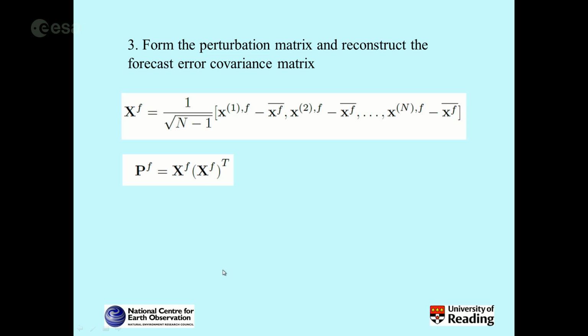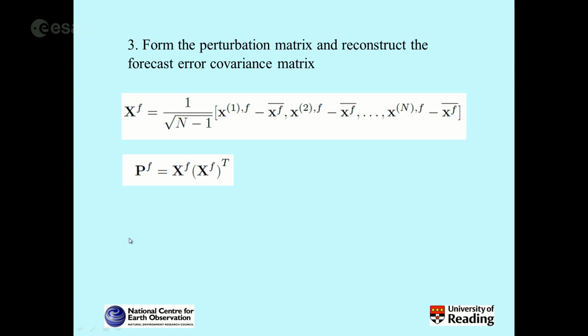Now, note in practice, why does this help? I said that PF might be, in theory, a 1 million by 1 million matrix. In practice, we're doing a lower rank approximation to it, so we may have 100 ensemble members, for example, and so the actual implicit size or the rank of this matrix is only 100. So we're doing a small approximation to this.